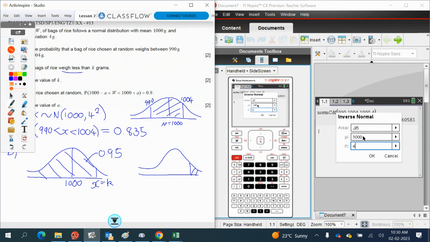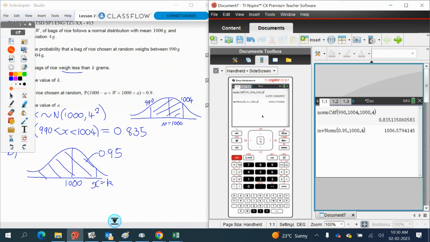So that's the harder inverse normal type problems. When the tail looks like this, it's a right tail. You do 1 minus the area, and then calculate the area not given, and you get the same x value. Okay, so putting it in, we will get this number.